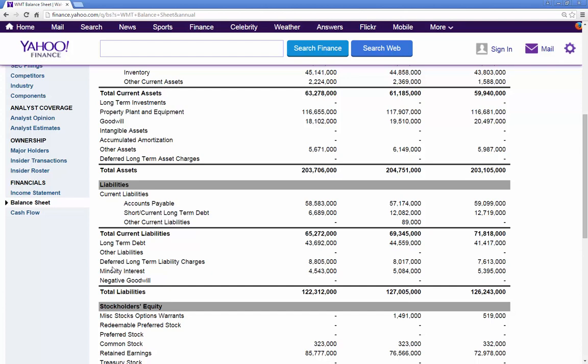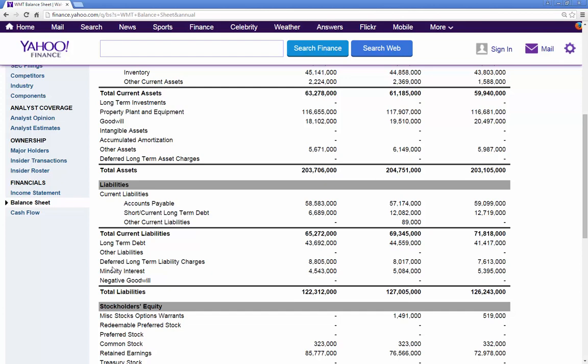So the current liabilities of Walmart include their accounts payable. That is money that they owe to vendors usually. And we would expect, again, with a store as big as Walmart, or a company that owns stores, that they would have a fair amount of accounts payable all the time. In this case, they have $58.58 billion. And then they have other short-term debt or current long-term debt.